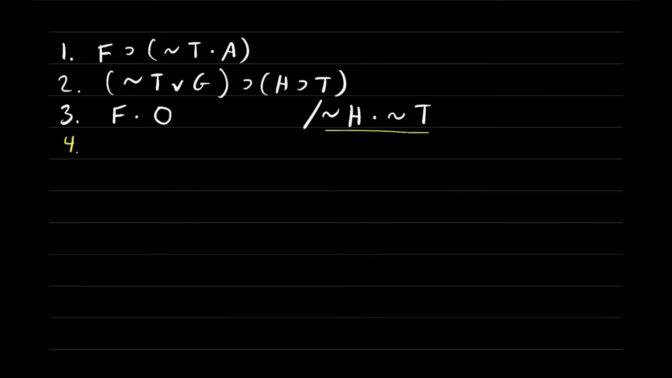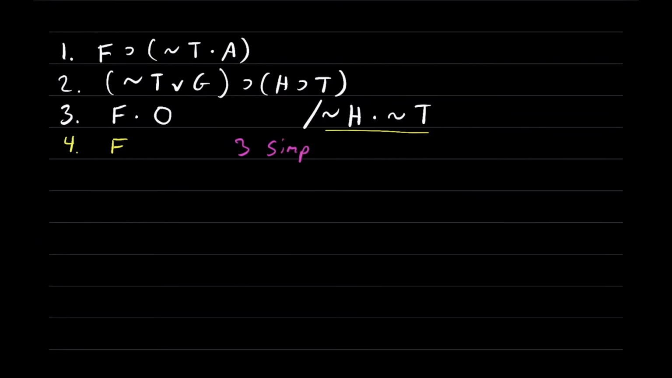The thing I noticed right off the bat is that we have a very easy natural starting point. Line 3, we've got a conjunction, F and O. Well, if F and O is the case, then F has to be true. That's going to follow from line 3 by simplification.